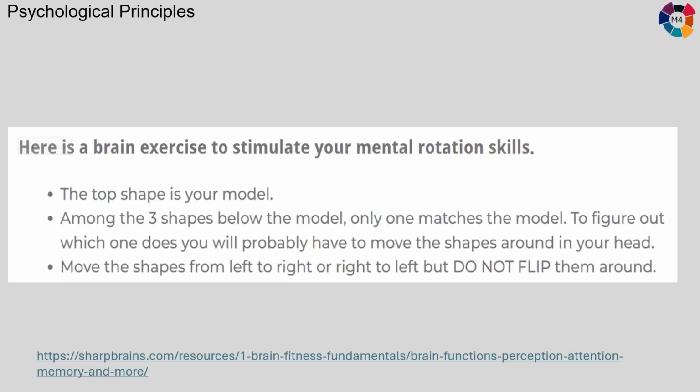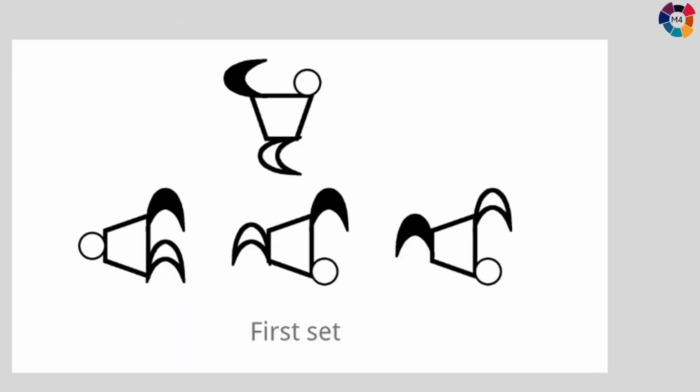Here's a brain exercise to help stimulate your mental rotation skills. The top shape will be the model. Among the 3 shapes below the model, only one matches. To figure out which one does, you will probably have to move the shapes around in your head. Move the shapes from left to right or right to left, but do not flip them around. Here's the first set. Which of the bottom three matches the top one?